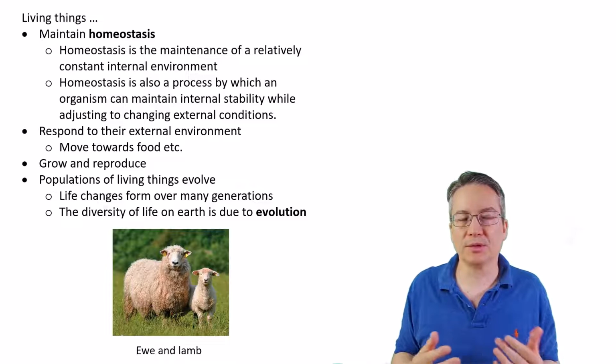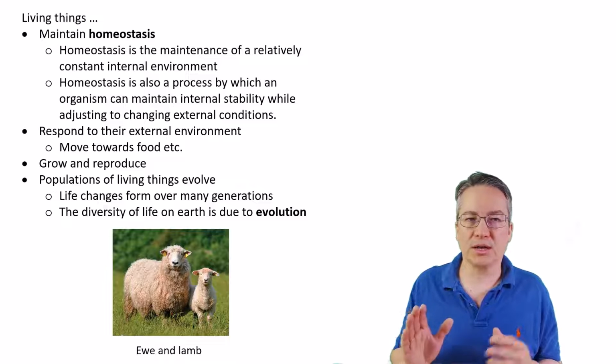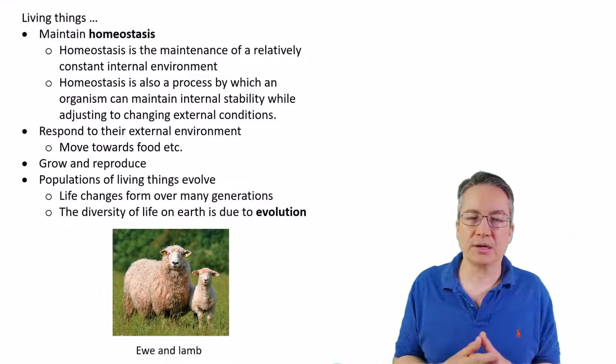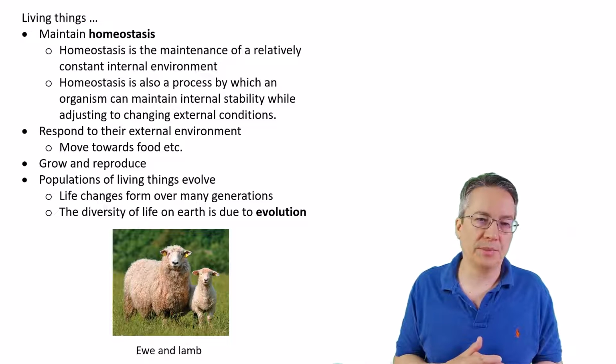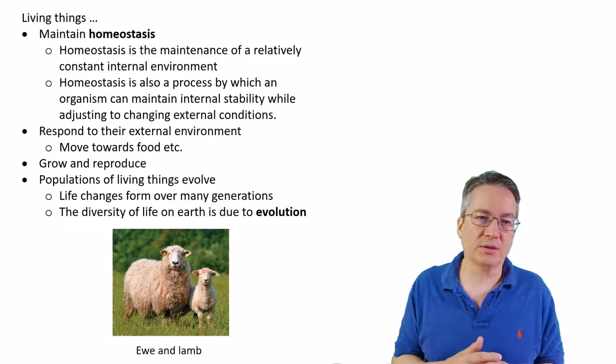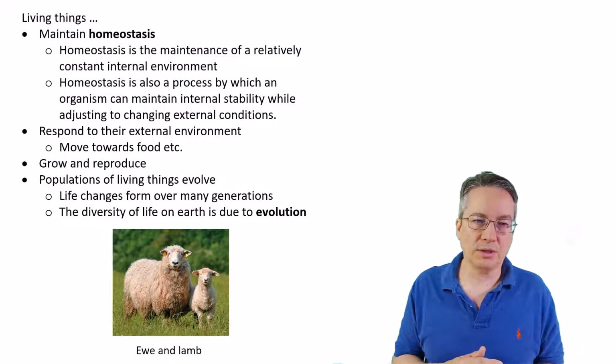Even something as simple as a bacterium will move in response to a gradient of chemicals as it looks for food. A house plant, for example, will also move or turn its leaves so they can pick up more light for photosynthesis. All animals and plants and other organisms can also grow and reproduce. So that's a major theme throughout this course.